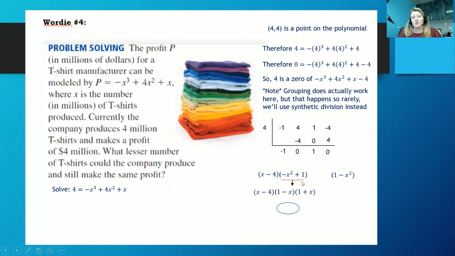So I'm still factoring the polynomial so I can find all the x-intercepts, because that's what's going to be the answer to my problem. So I already knew that 4 was an x-intercept. I now know that 1 is an x-intercept and negative 1 is an x-intercept. But we want to reject the negative 1 because you can't produce negative 1 million t-shirts. So they're telling you if you plug 1 in for x, you are going to get 4 million. So the final answer is 1 million t-shirts.